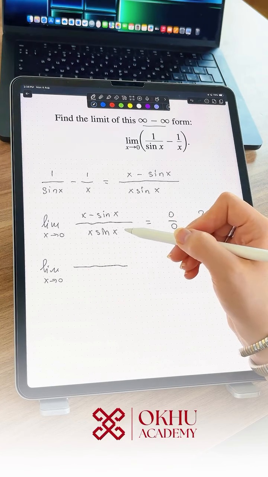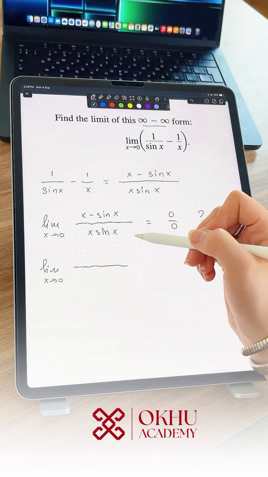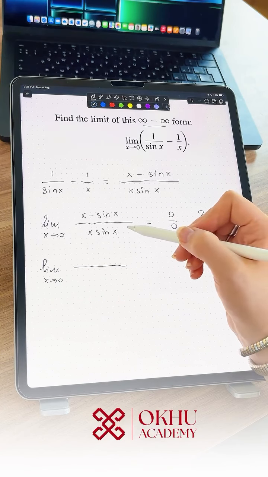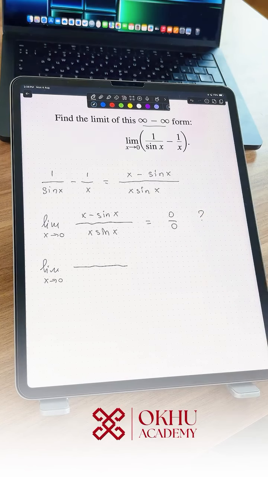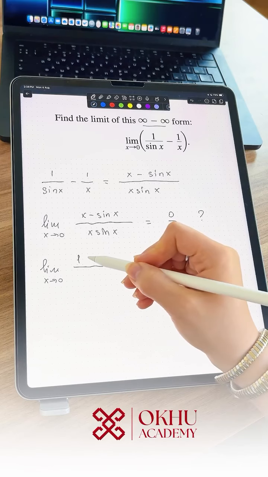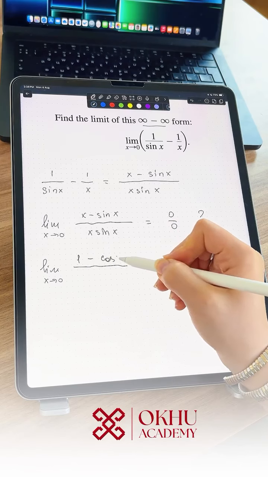But you have to be careful here. You're not supposed to use the quotient rule. You have to find the derivatives of numerator and denominator separately. So the derivative of x is 1, and of sine x is just cosine x.